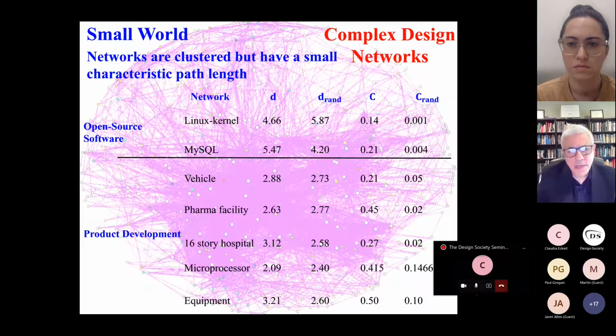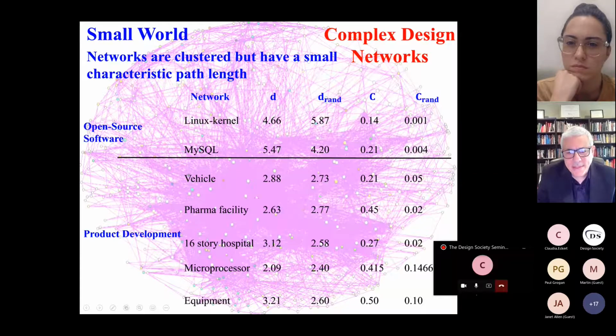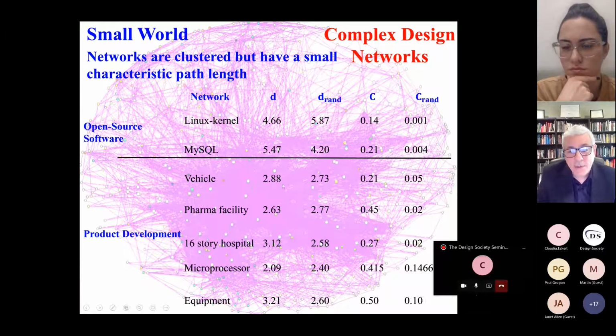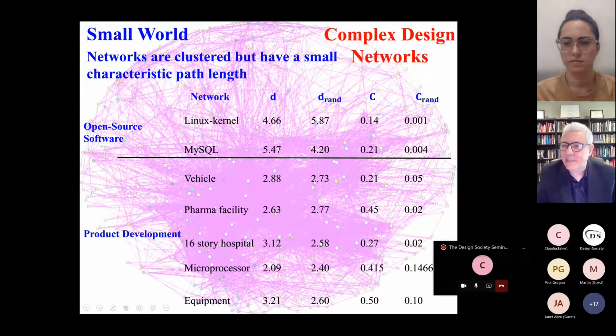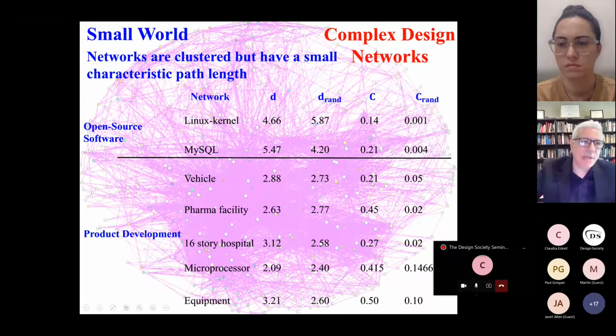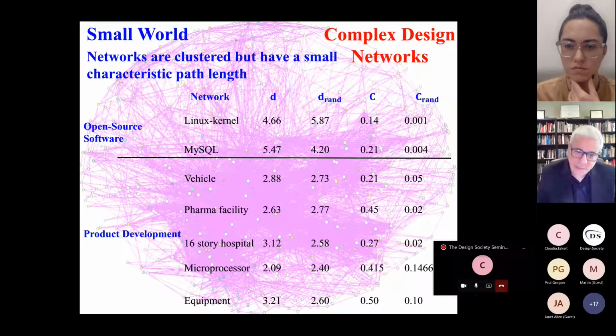Just to illustrate my point, take a variety of networks, for example, the vehicle design. The average distance between any two nodes is 2.88. If you have a random network of the same size, the average distance between any two nodes is very similar. So you see that the real network achieves the same effectiveness as a random network. On the other hand, the clustering coefficient, a measure of modularity, is much larger, 0.21, much larger than the level of modularity of a random network. So that's the idea: you achieve modularity, but at the same time, it's very easy to send information between any two nodes.